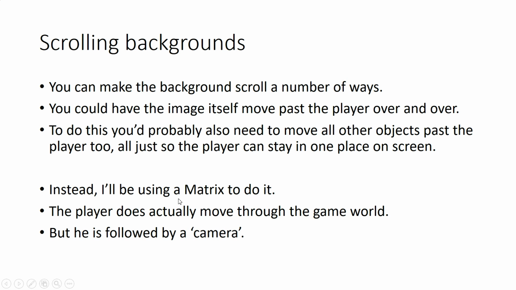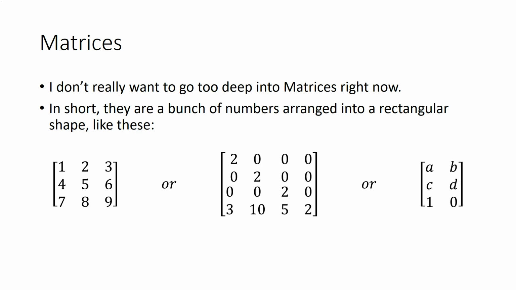So instead, I'll be using a matrix. The player does actually move. He moves through the game world, but he's followed by a camera, so he's always stationary relative to what you see on the screen. So the other things in the game aren't actually necessarily moving. The player is, and the camera is.